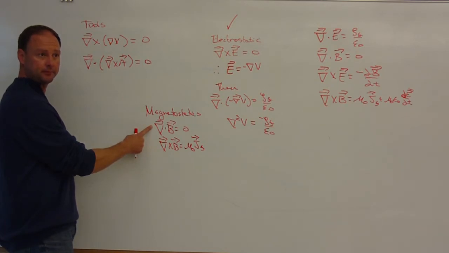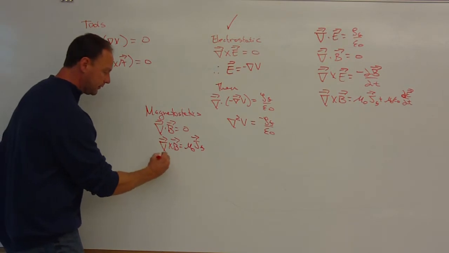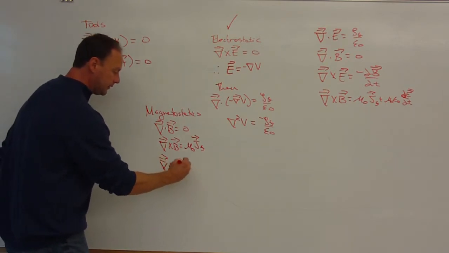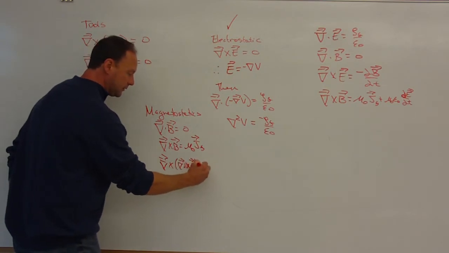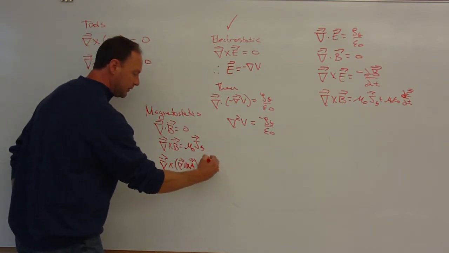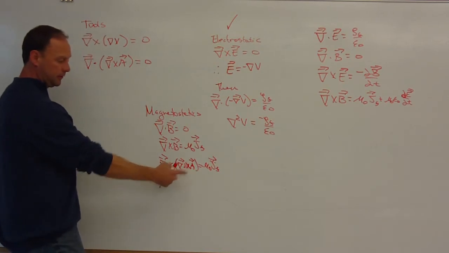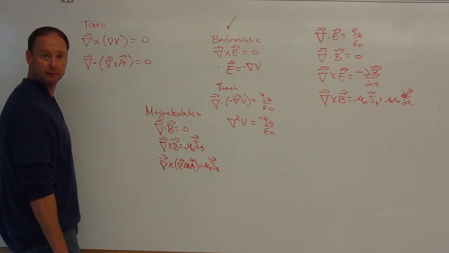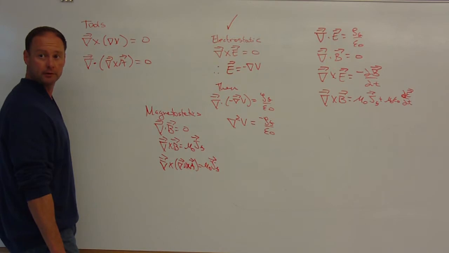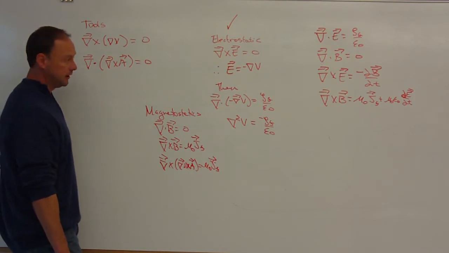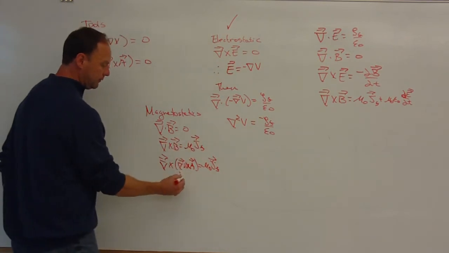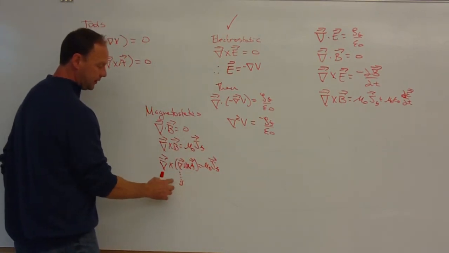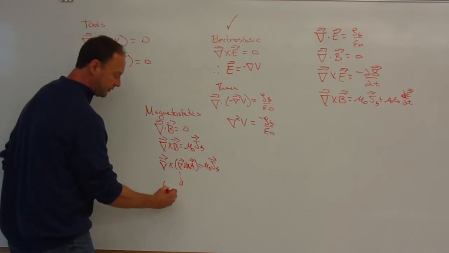We can say that B is actually the curl of another vector A. This becomes the curl of the curl of A equals mu0 J free. And then what can you do with the curl of a curl of a vector? What vector thing can you use? The BAC-CAB rule. And what you eventually get, so this is Poisson, this is Laplace, what you eventually get is the law of Biot-Savart.